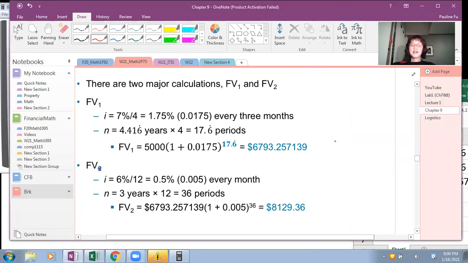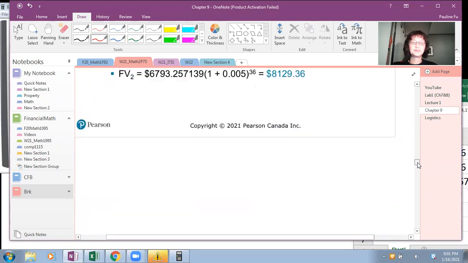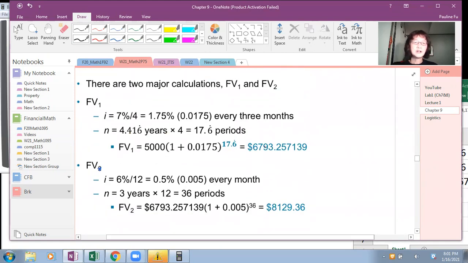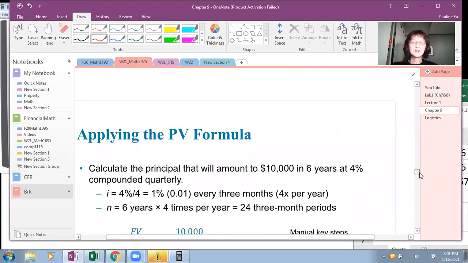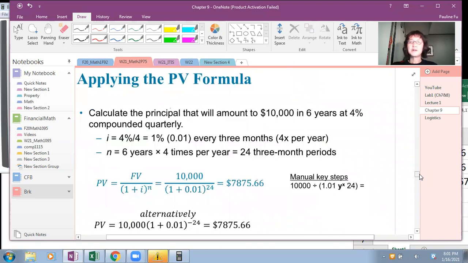So that is a little bit complicated question about future value. There are 2 steps involved, and they use different interest rates and also different compounding. So far we talked about future value. How about present value? You rearrange the formula, and you will get the present value formula, which is this one here.